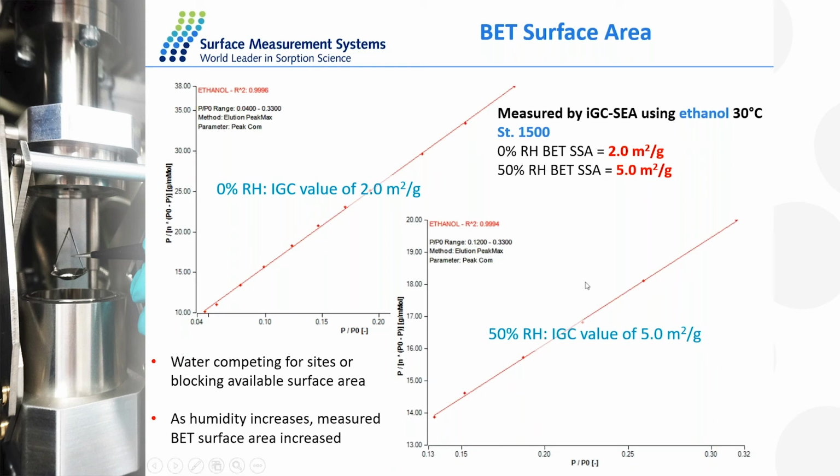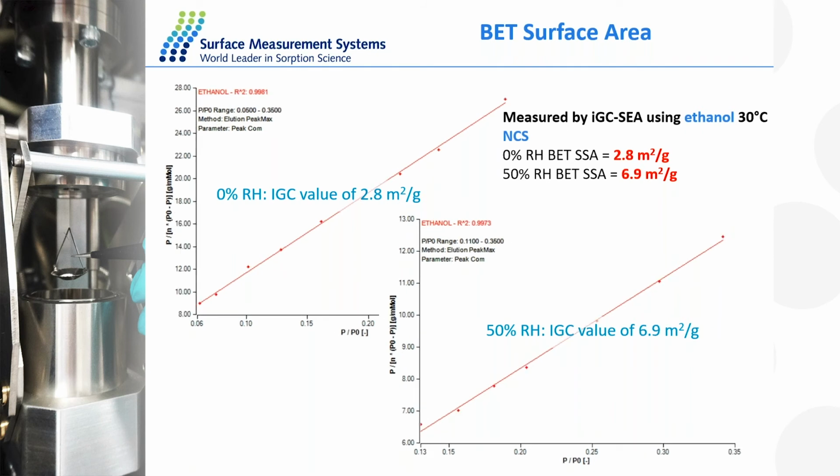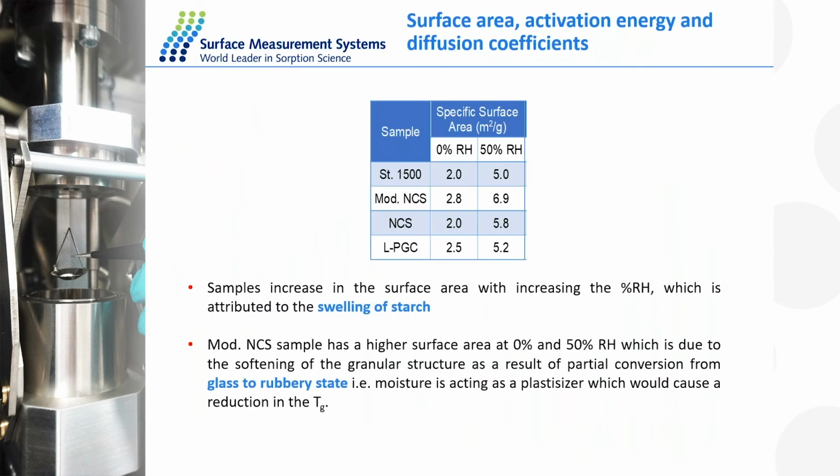And in this case, what's interesting is that as humidity increases, the measured BET surface area also increases. So at 0%, we have 2 meters squared per gram, and at 50%, we have 5 meters squared per gram. And this trend can be observed for all our other different types of starch materials. Increasing humidity results in an increase of surface area. So the table summarizes the different surface areas of the materials, and we can see that the samples' surface area increases with an increase in relative humidity. This can be attributed to the swelling of the starch.